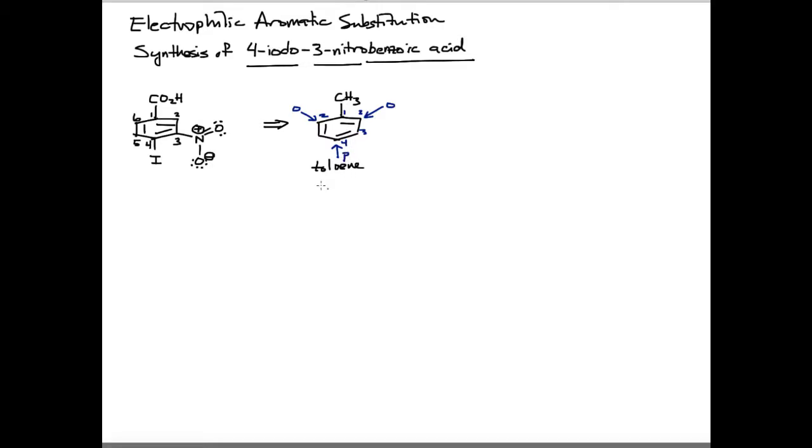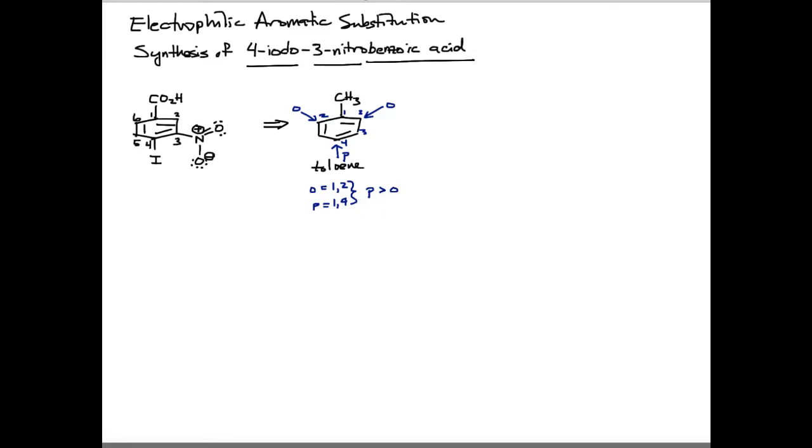So ortho is defined as a 1, 2 relationship, and then para is defined as the 1, 4 relationship. So if we look at the relationship between the acid and the iodide, that is para. So we can generally assume that for an ortho-para director, you're going to get more of the para isomer over the ortho based on steric hindrance.